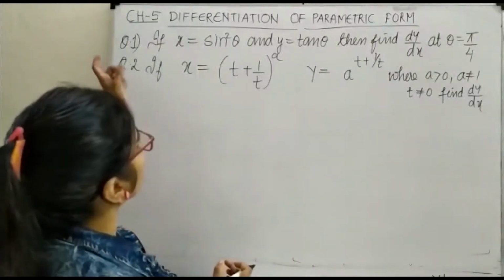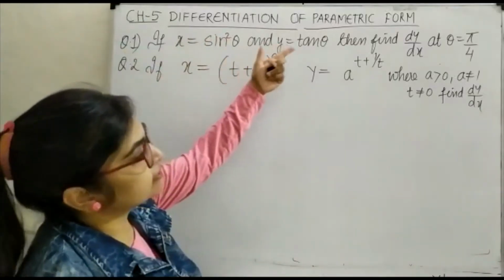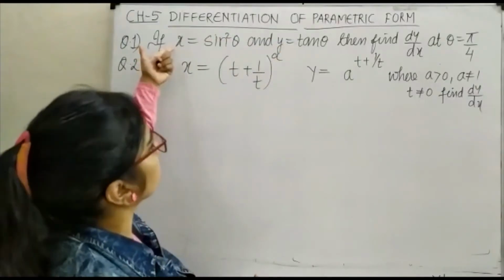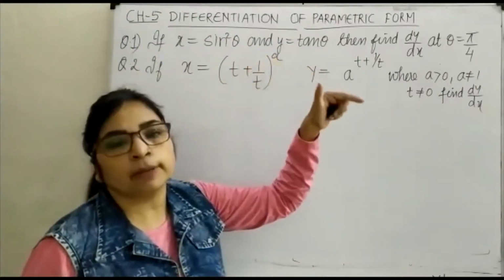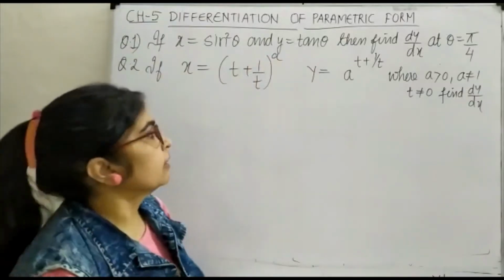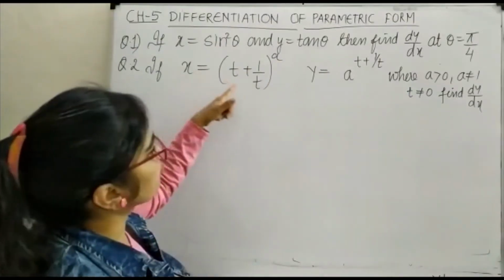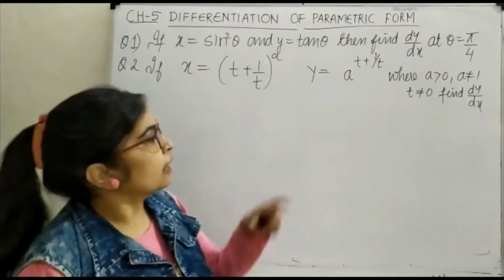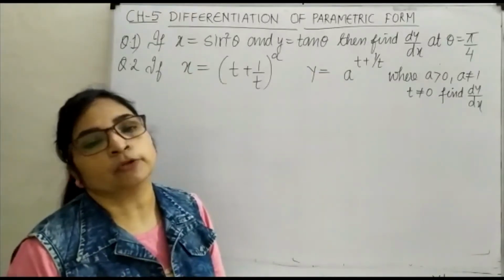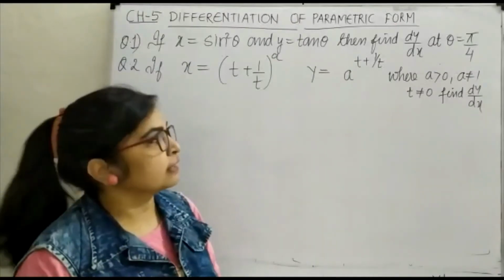You can see here in question number 1, your x is in terms of theta and your y is again in terms of theta. So first of all you will find dx upon d theta, dy by d theta, and from there you will get dy by dx. In the same way for question number 2, your x is in the parameter t and your y is also in the parameter t. When they are in a third variable, only then are they in parametric form. Here also we have to find dy by dx.